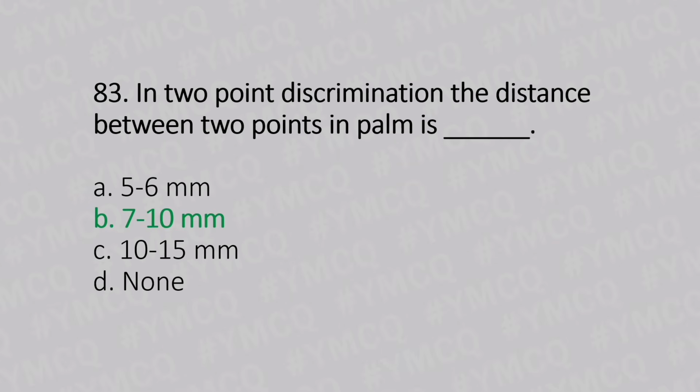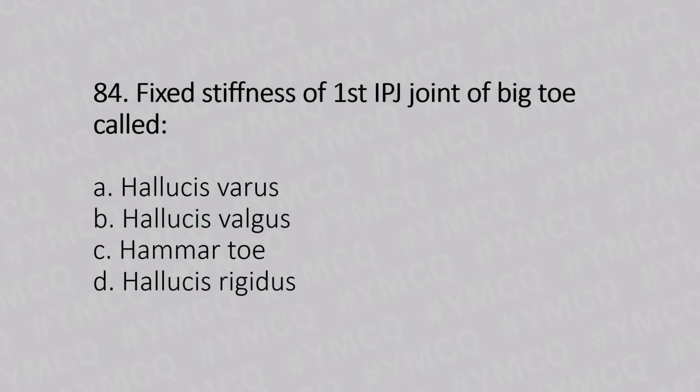Moving to our 84th question. Fixed stiffness of first IP joint of big toe is called option A, hallux varus. Option B, hallux valgus. Option C, hammer toe. Option D, hallux rigidus. And the answer is option D, hallux rigidus.